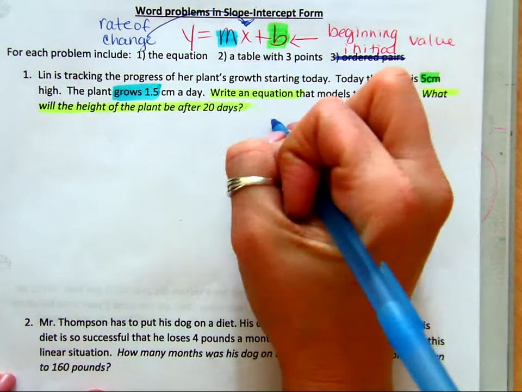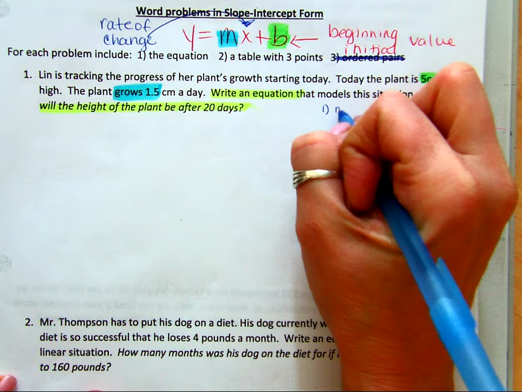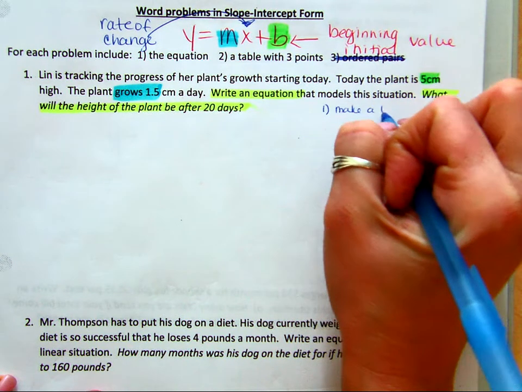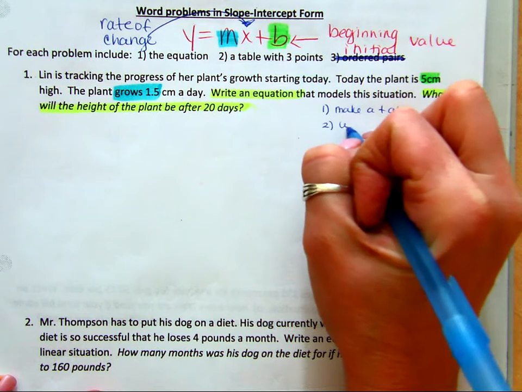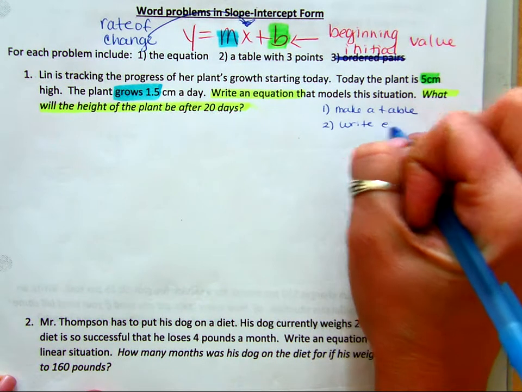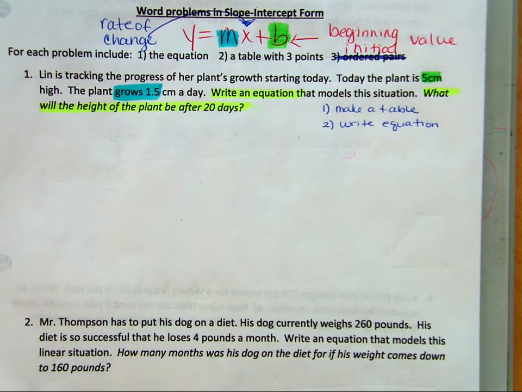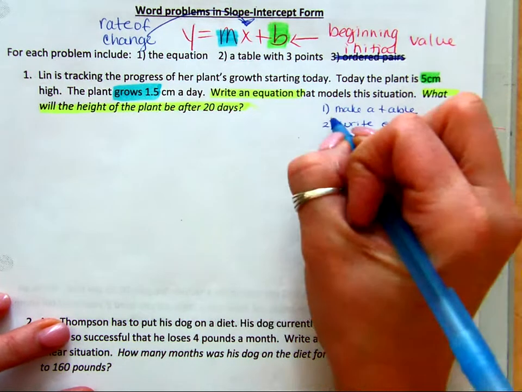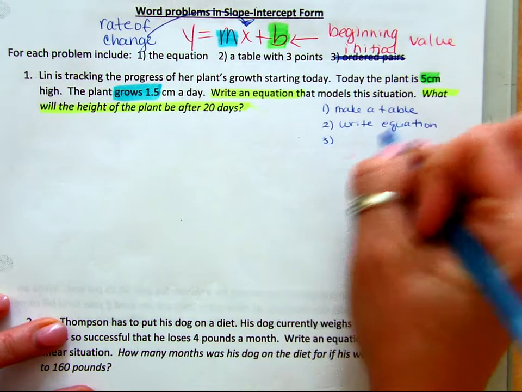So my advice to you is going to be make a table first. You'll understand why in a second. And then I'm going to suggest that you write the equation. Okay? So guess what? You have to do this for all 3 of them, or for all the problems. You're going to make a table. You're going to write an equation. Then you're going to use that equation to answer the question.